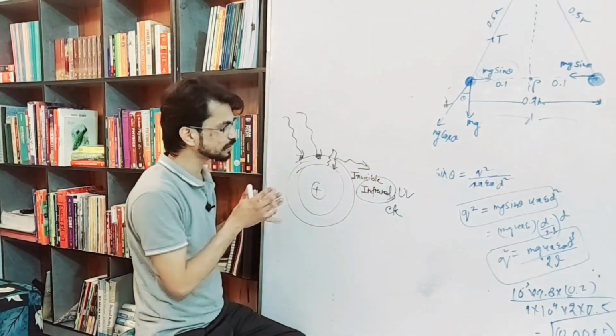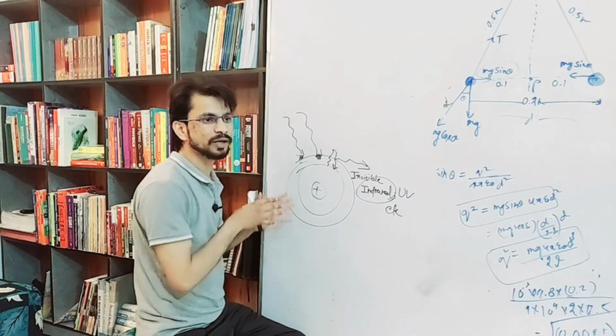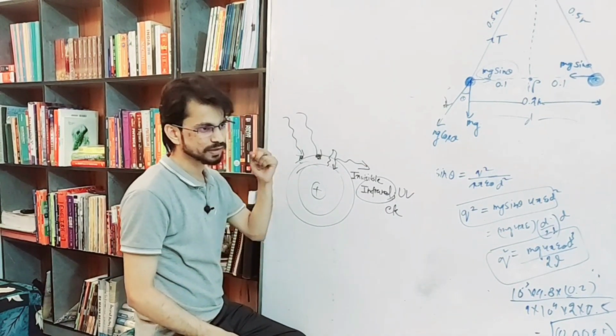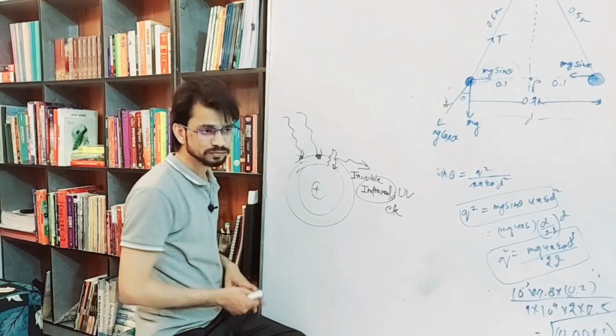Okay, so these are the three situations which categorize the optical medium into three types. One is transparent, another is translucent, and the third is opaque medium.